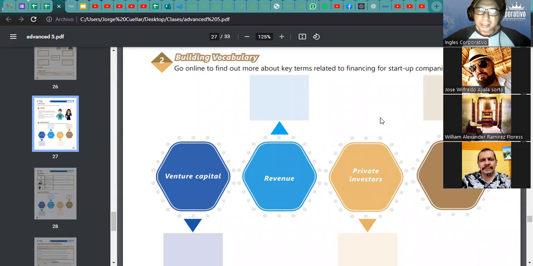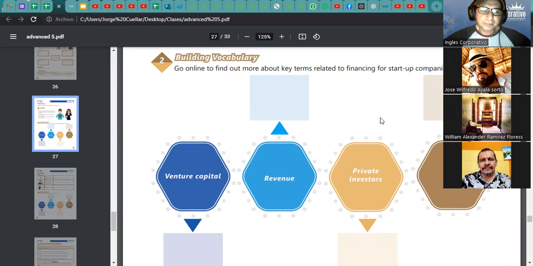Good. Revenue. That is an easy one. What is revenue? Is it the income you get from your selling process? Very good. It's the income that you have whenever you sell anything, a service or a product, anything like that. Very good. Private investors.